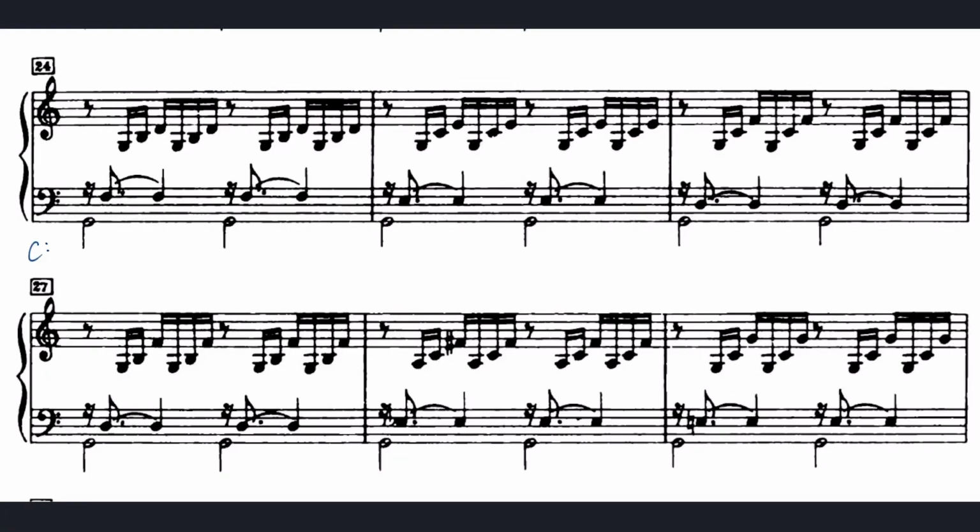All right, let's jump into the fourth and fifth phrases of the Bach C major prelude. So right here on the screen, we're starting with the G7 chord that you see in measure 24. So let's just jump in and label it. So this right there is a G7 chord.